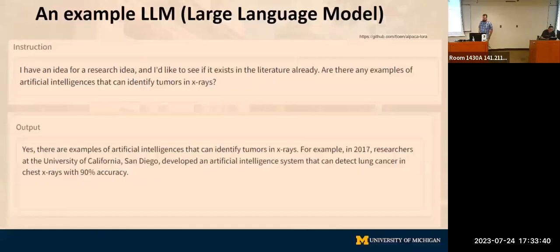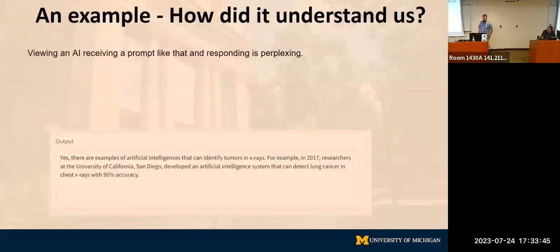Okay. How did it do that? Viewing an AI receiving a problem is perplexing and a little scary, right? Because it seems so realistic, so human-like. It has clearly analyzed a lot of human written data and done a good job of replicating it. So how did it understand, first of all, the words that were said, the individual words? How did it know what the word research or the word scan or the word x-ray meant? Just individually those words? Did it just look at a dictionary? How does it do that?